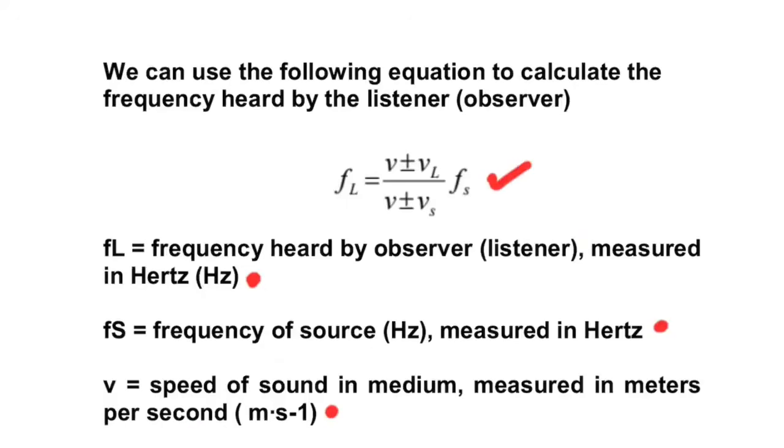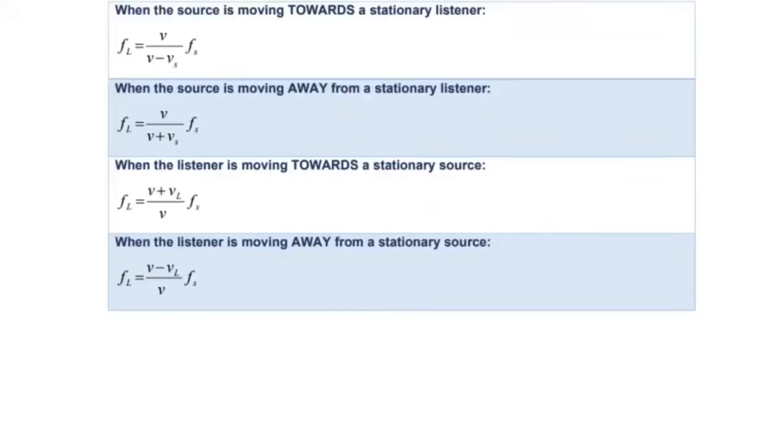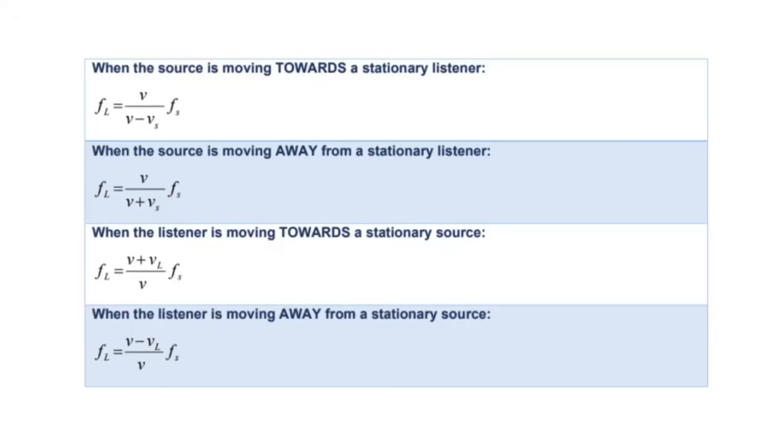Taking a look at this equation, you will realize that we have plus or minus VL and plus or minus VS. That plus or minus will depend on the situation you have at hand. Let's go ahead and take a look at that. The first scenario, we have a source that is moving towards a stationary listener, and this is how the equation looks like. Followed by a scenario where the source is moving away from a stationary listener, and we have our equation. On the denominator, we have V plus Vs.